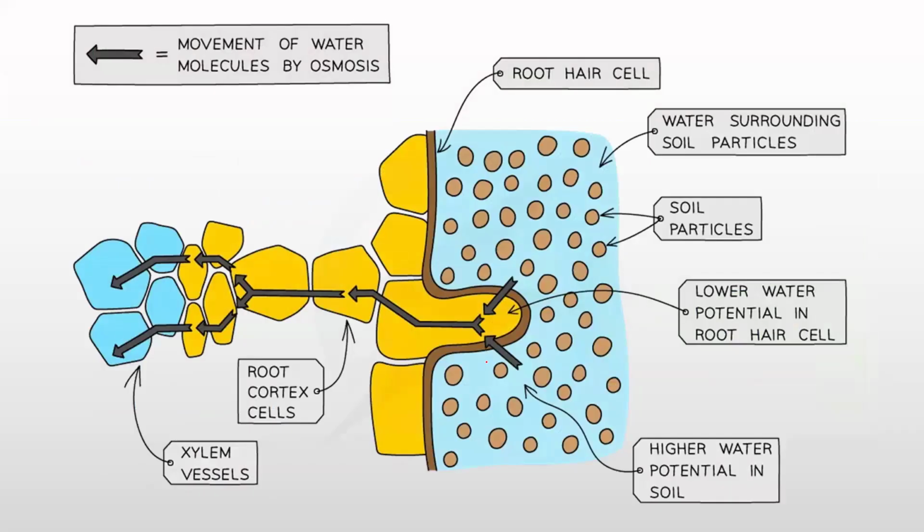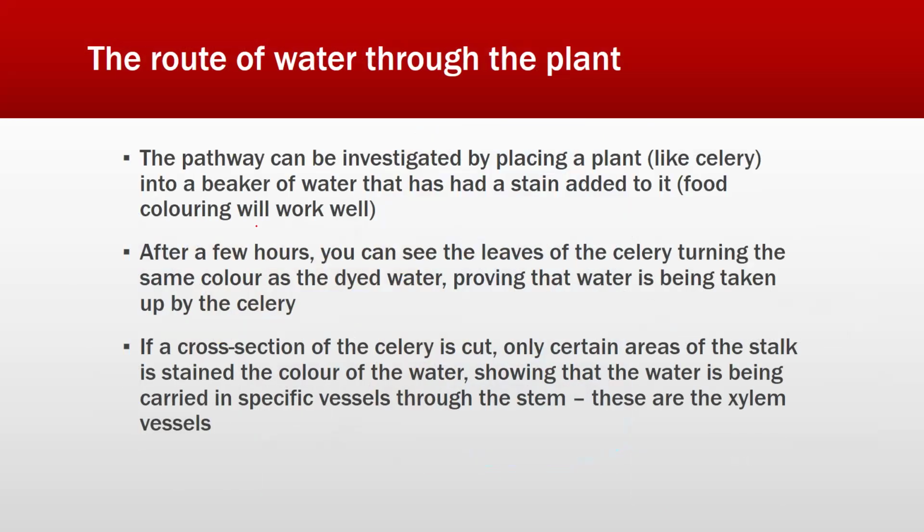Got it? Yep. So we have already discussed that the soil particles have a higher water potential, and the root hairs have a lower water potential. So osmosis takes place down the gradient into the roots, into the cortex cells, and then is loaded into the xylem. The pathway can be investigated by placing a plant into a beaker of water that has stain added to it. After a few hours, you can see the leaves of celery turning the same color as the dyed water, proving that the water is taken up by the celery.